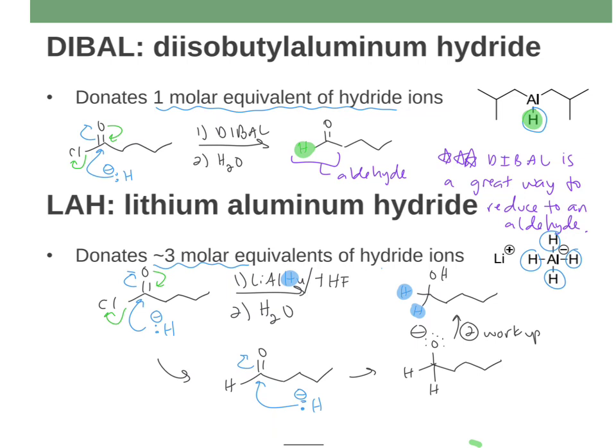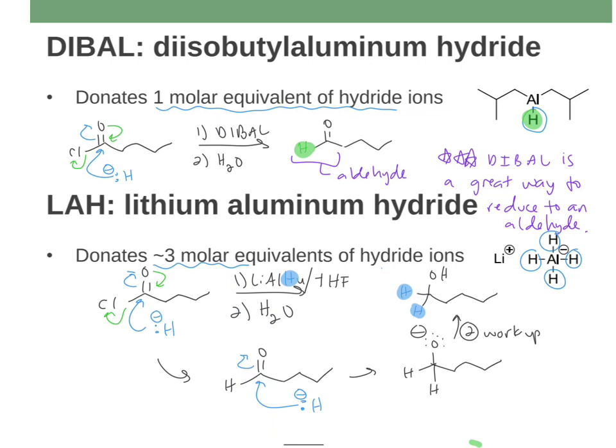Other differences is that DIBAL, if you look at the molecule, it's not ionic. It's just a molecular compound. It's much less polar, so you can use it in less polar solvents. It works in things like THF, but you can use things like hexanes and toluene and stuff like that. Whereas LAH is an ionic compound, so you really kind of have to do it in ethers, things that are more polar, so THF, diethyl ether, stuff like that.